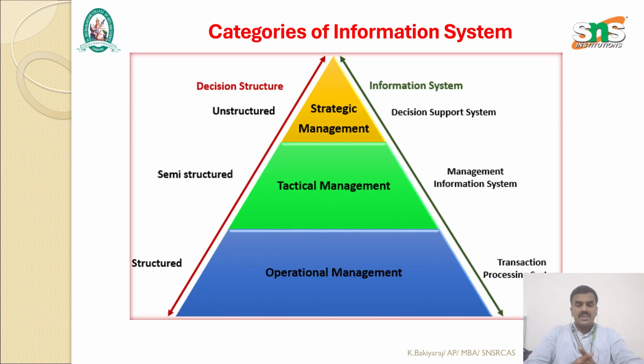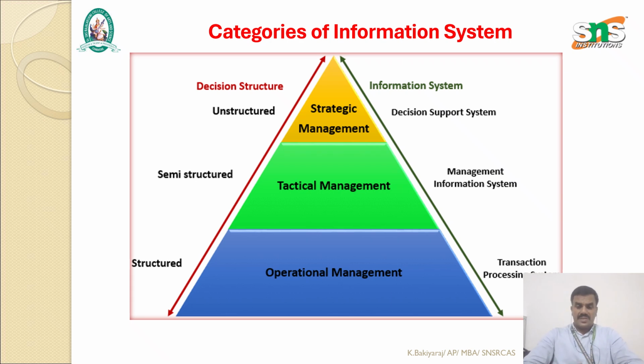Today we are going to discuss a topic about categories of information system. As earlier we discussed what we mean by the term information system. The information has to be collected through various sources. Now, basically the information system is categorized into three different structures: one is structured, the second is semi-structured, and the third is unstructured.